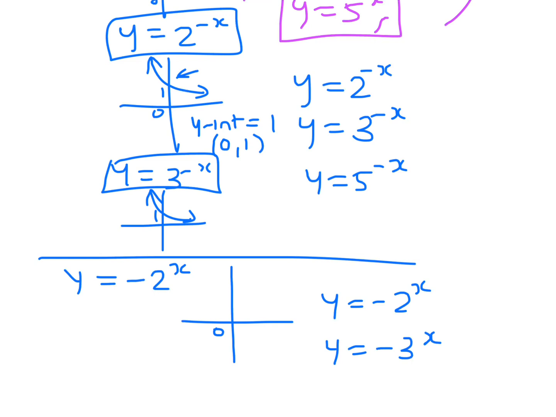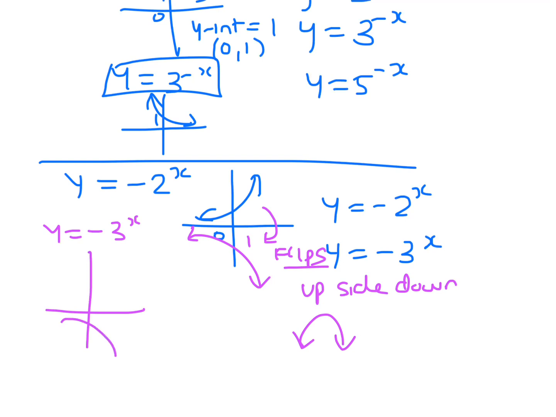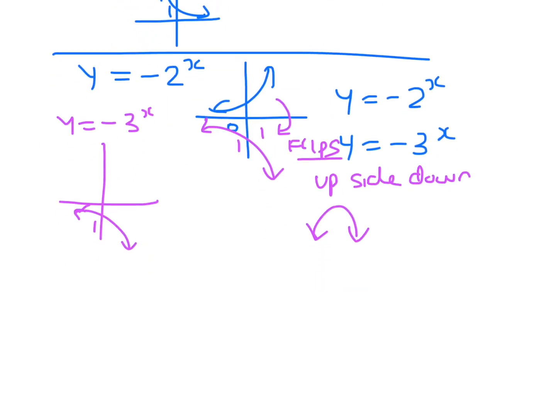Okay, so what you would find, instead of going here, it will actually flip across and go here. So it flips and it's like upside down. So it's an upside down one. Just like the parabola, it turns it upside down. So y equals minus 3 to the x would turn it upside down. Still goes through 1, but it will turn it upside down.